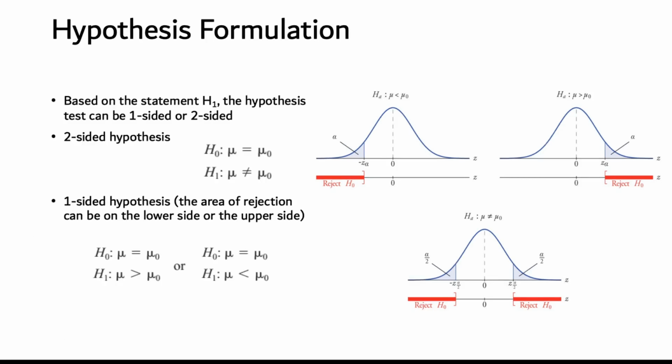If the sign of the alternative hypothesis is unequal, the area of rejection lies in the left tail and the right tail of the normal distribution. This is called a two-sided test. If the sign of the alternative hypothesis is less than, the area of rejection lies in the left tail. If the sign of the alternative hypothesis is more than, the area of rejection lies in the right tail. These are called one-sided tests.